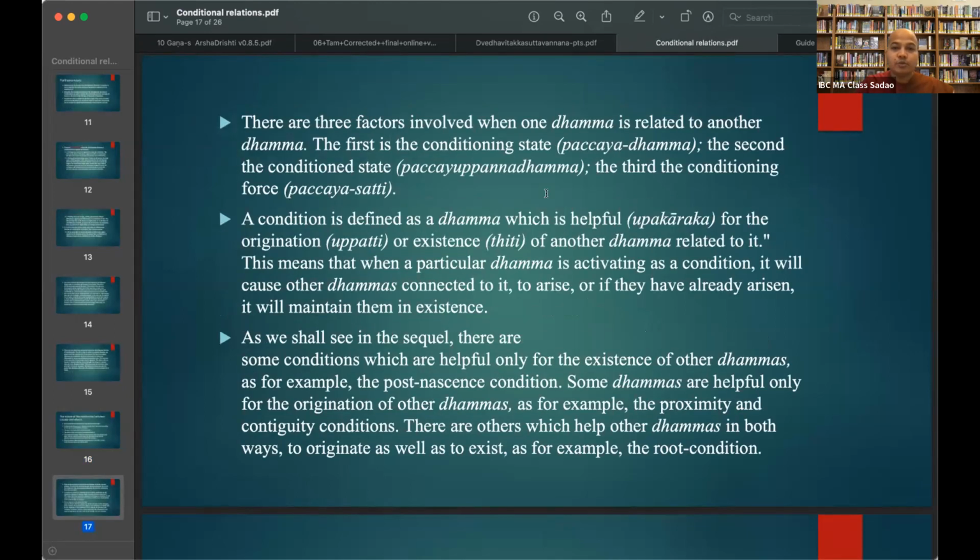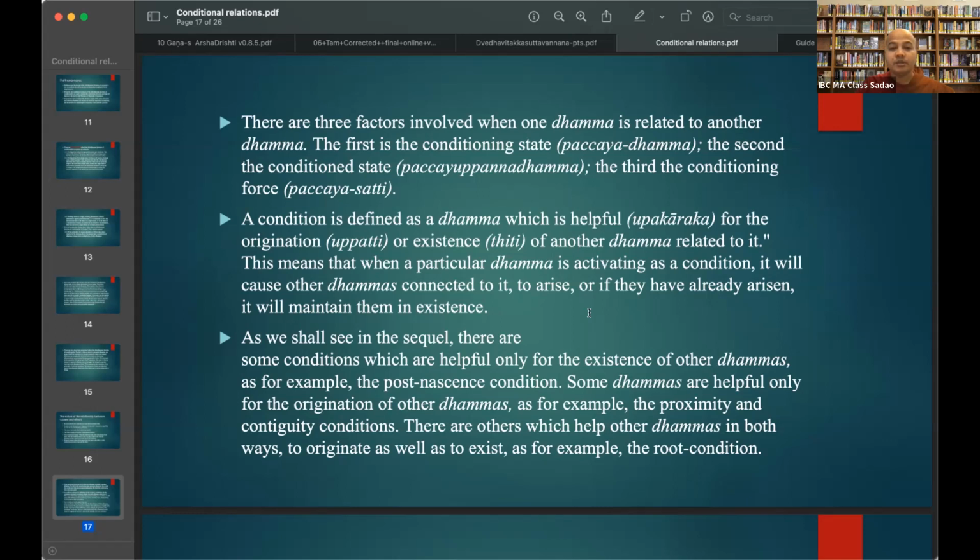There are three factors involved where one dhamma is related to another dhamma. The first is the conditioning state, paccaya dhamma. The second, the conditioned state, paccayuppanna dhamma. The third is the conditioning force, paccaya sati. A condition is defined as a dhamma which is helpful for the origination or existence of another dhamma related to it. This means that when a particular dhamma is activating as a condition, it will cause other dhammas connected to it to arise, or if they have already arisen, it will maintain them in existence.